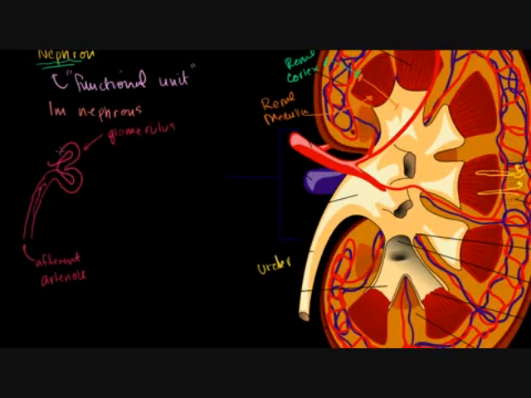Glomerulus. And then it leaves via the efferent arteriole. Efferent. Let me switch colors. This red is getting monotonous. This is the efferent arteriole. Efferent just means away from the center. Afferent, towards. Efferent, away from the center.